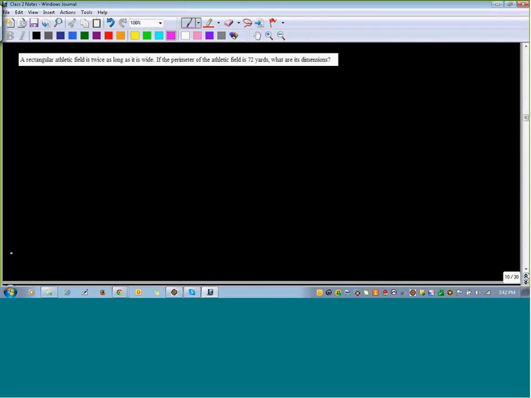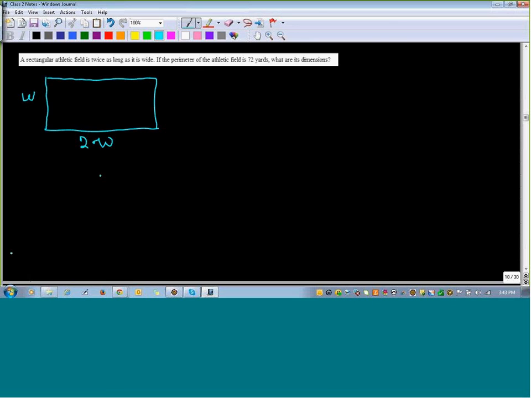You are certainly welcome to plug it into the formula, 2 lengths plus 2 widths, but for some students this gets confusing. So instead, you know what perimeter is, right? Perimeter is all the way around the figure. So you start from here, add this side, add that side, add this, and add that. Since this is a rectangle, this also will be 2W, this also will be W. All you need to do is just add all four sides up: 2W plus W plus another 2W plus another W equals 72.